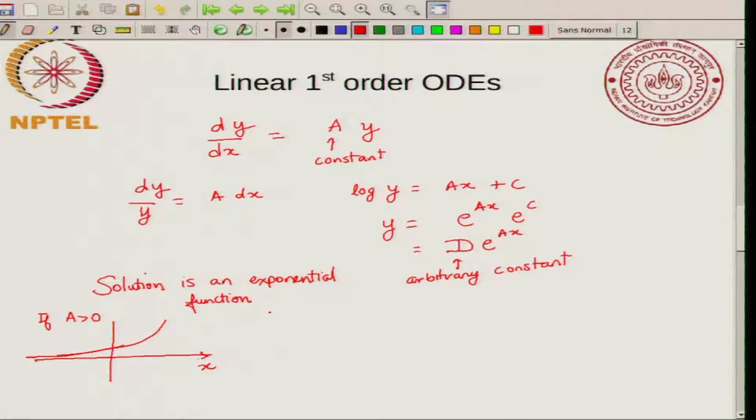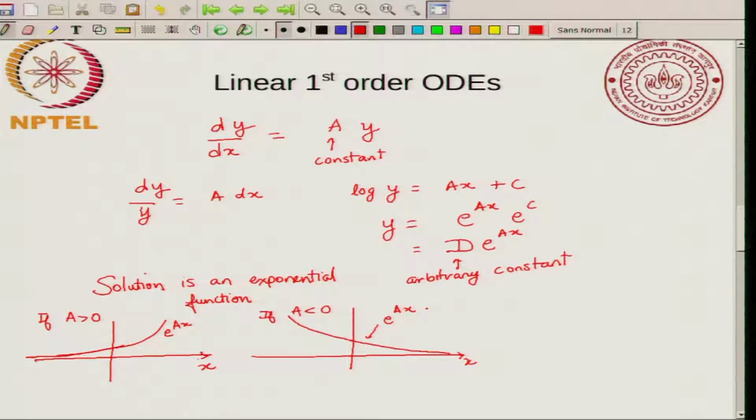Okay. If a is less than 0, then you will have something which looks exactly the opposite way. So, it goes to infinity and then here it goes to 0. So, that is what the solution e raised to ax looks like. This is a graph of e raised to ax, this is also e raised to ax. So, a linear first order differential equation with a constant coefficient has e raised to ax as the solution.